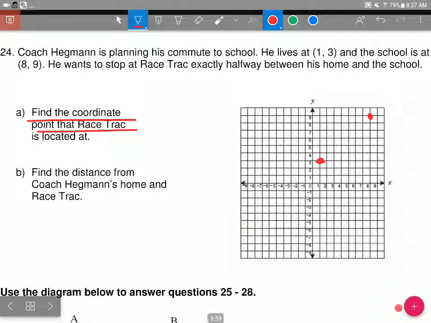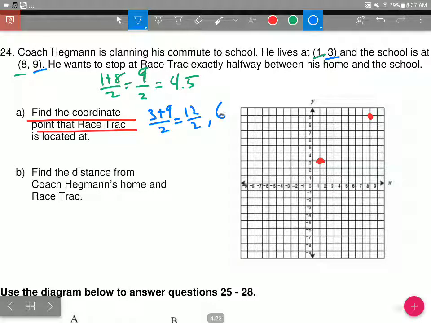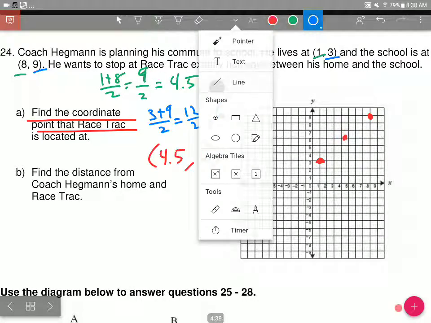Okay, remember that's your midpoint. So add up your x's and divide by 2. So 1 plus 8 divided by 2, well, that's 9 halves, which is 4.5. And then add up your y's, 3 plus 9 divided by 2. Well, that's 12 divided by 2, which is 6. And remember, do not add those two together. Those are your coordinates. So the coordinates are 4.5 comma 6. So right there. And I'll just go ahead and draw a line because I can.